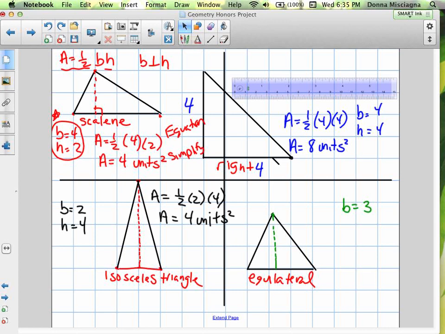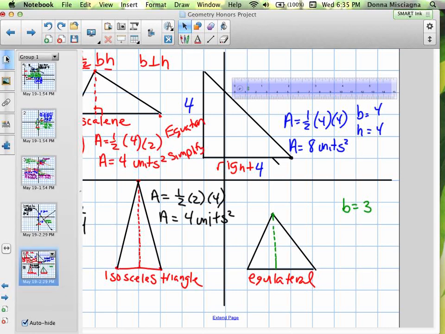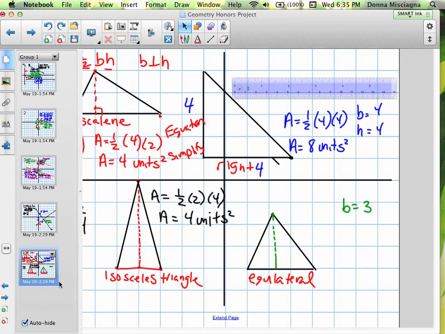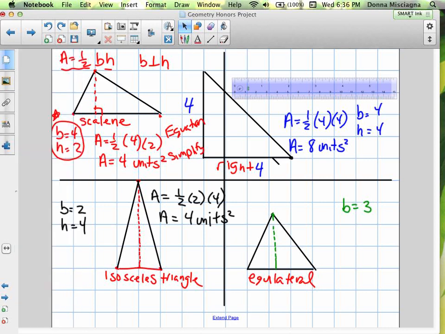All right. I'm going to clone this page because I'm going to use these triangles, not the equilateral one because I couldn't get my ruler to work. We're going to take the other triangles and find the lengths of the sides. All right, so we're going to use the distance formula. You don't have to use the distance formula if you've got vertical and horizontal lines. You can just write them down. Let me get rid of this.